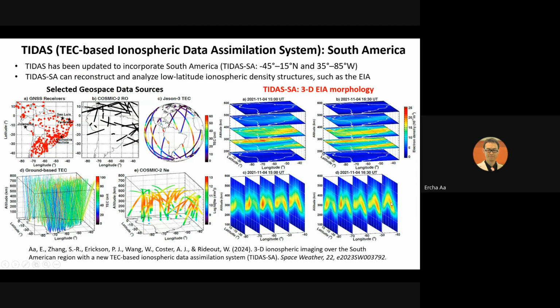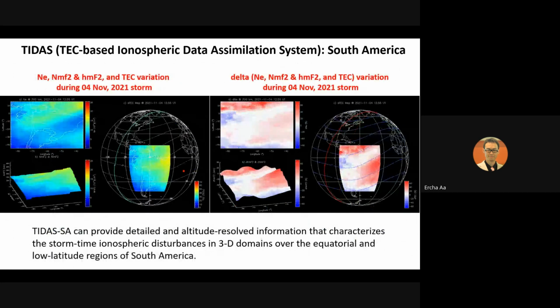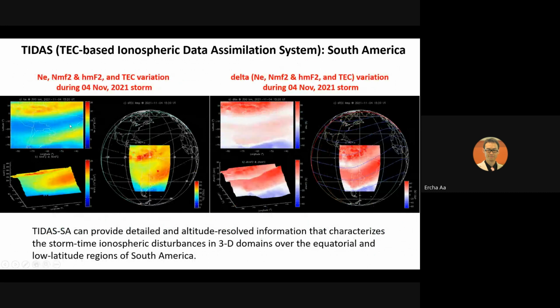So we can see three-dimensional EIA structures. The TIDAS results clearly show us that the EIA is a double peak structure near the F2 peak region, but gradually merges into a single peak structure in the topside ionosphere. So with TIDAS in hand, we can analyze the latitudinal difference, the altitudinal dependence, and even longitudinal variation of the 3D EIA. So that's one thing TIDAS can help us with. Here I'm going to show another example. This is a storm case over the South American sector, November 4th, 2021.